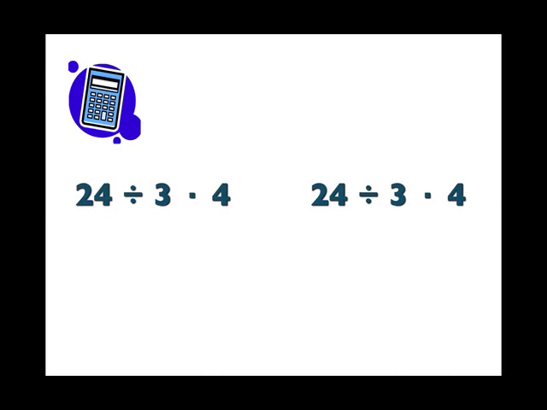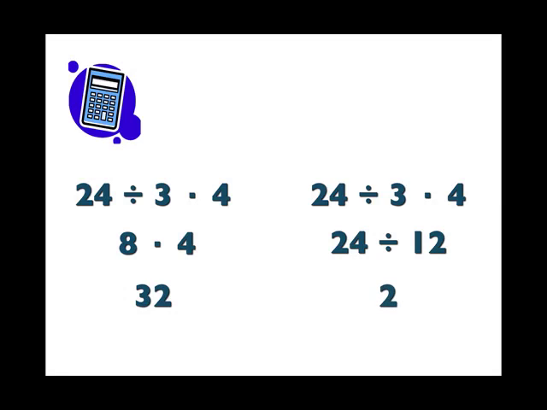Okay, now here's two examples. The same problem twice. And without rules, I'm going to show you what might happen. On the left-hand side, if we decide to do 24 divided by 3 first, and then multiply 8 by 4, we're going to get 32. But if another person decides that maybe they want to do the 3 times 4 first, that's going to give us 24 divided by 12, which gives us an entirely different answer of 2.